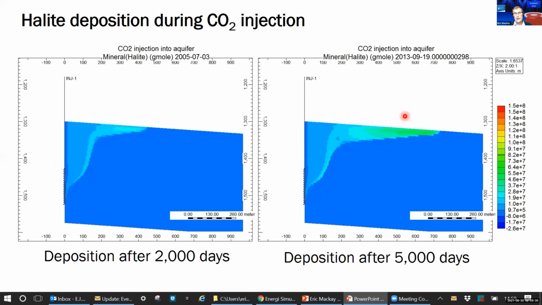So here's a couple of pictures. This is a 2D vertical cross section of the radial model. We have the CO2 injection well, the completions down here. We're modeling out to something like 1 kilometer away from the injection well, and with the CO2 being displaced, we're looking at the mass of halite that is depositing away from the well. This is after 2,000 days on the left and after 5,000 days on the right, and you can see an increasing mass depositing as we go further out.